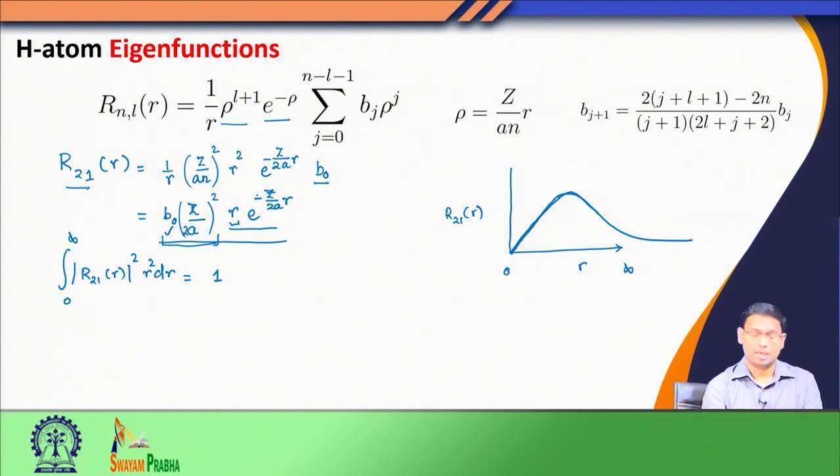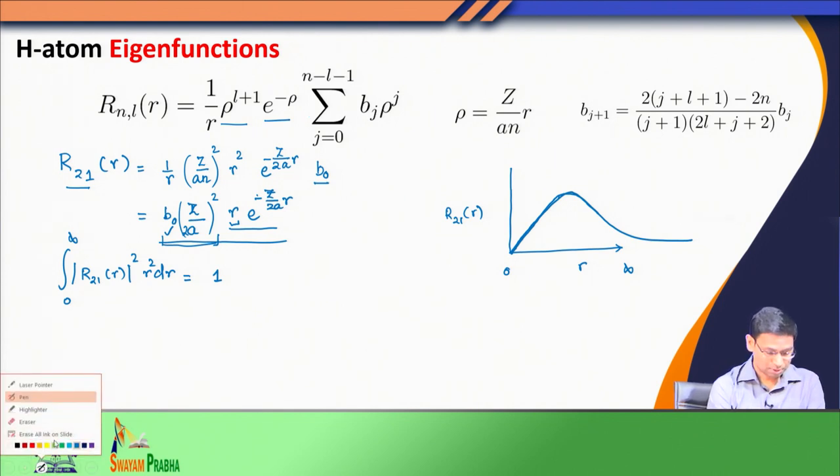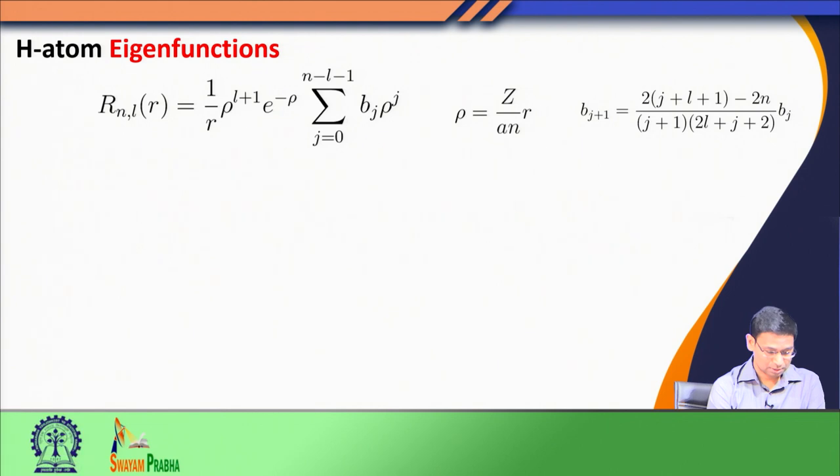So, in this way, using this general expression, we can write down the radial part of the hydrogen atom's eigenfunction for any value of n, for any value of l. We would now look at some general features of this wave function that is given by this radial wave function that is given by this relation.